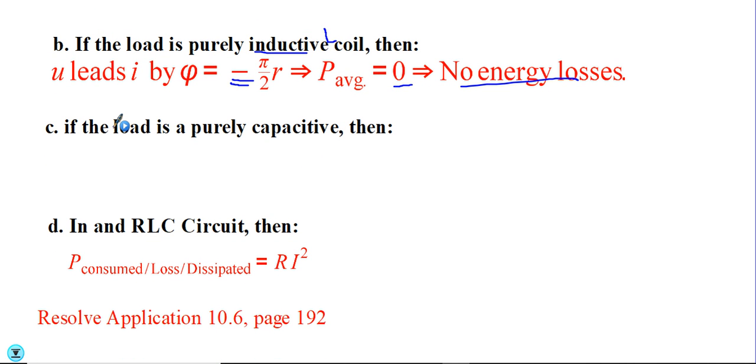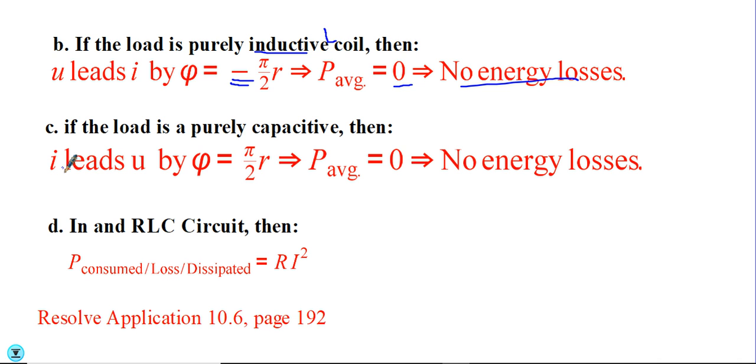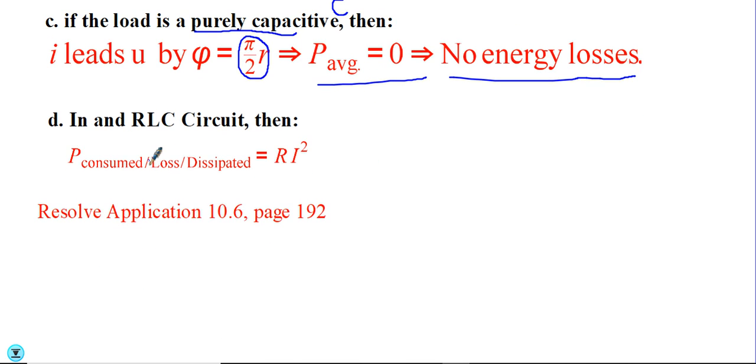If the load is purely capacitive, what happens? I leads U by φ, which means that it is π/2. If it's π/2, the same answer: average power is 0 and there is no energy loss inside the purely capacitive circuit which has only C. In an RLC circuit, what is the consumption of power? The power consumed or lost, actually called dissipated, is R i squared.